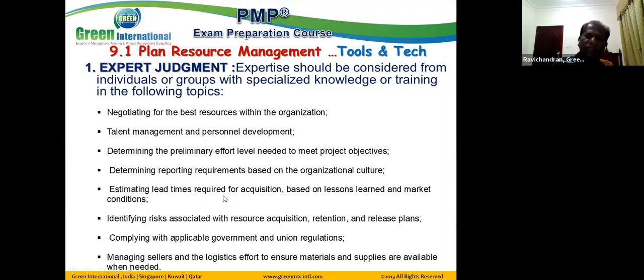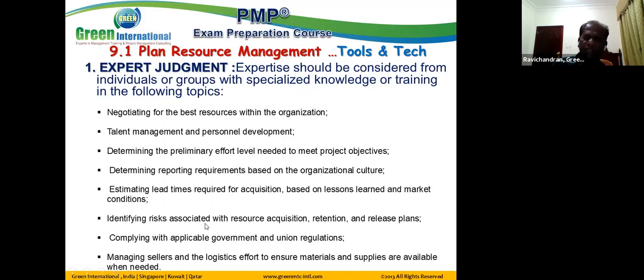What are the lead times? Some of the positions can be acquired within 2 weeks. Some of the positions can take 1 month, or some of the positions can take 3 months. Some of the positions can take even 6 months. So depending on the nature of the human resource and their expertise and experience, we need to think about how long it will take to acquire them and deploy them into the project.